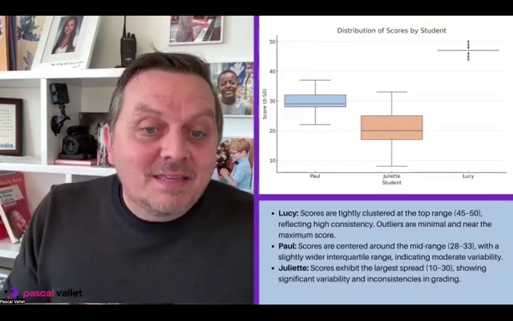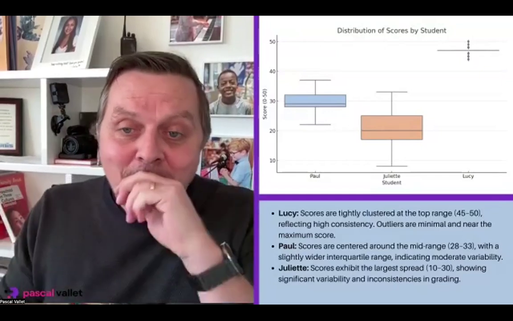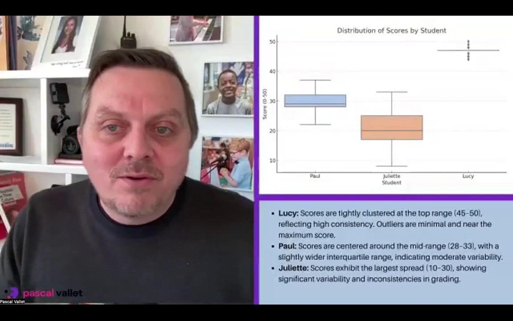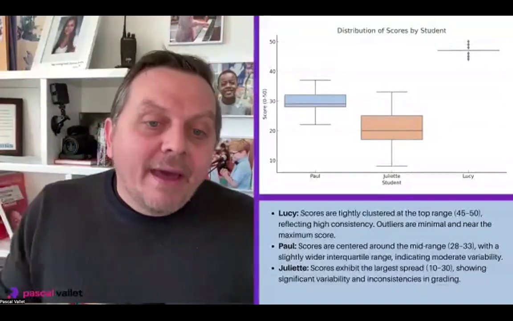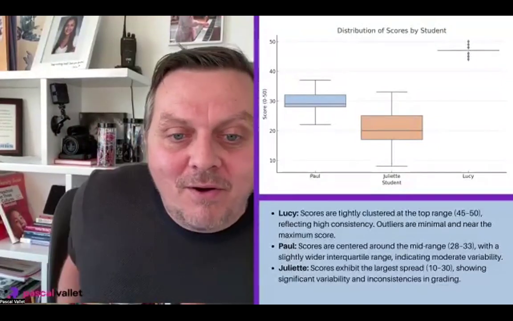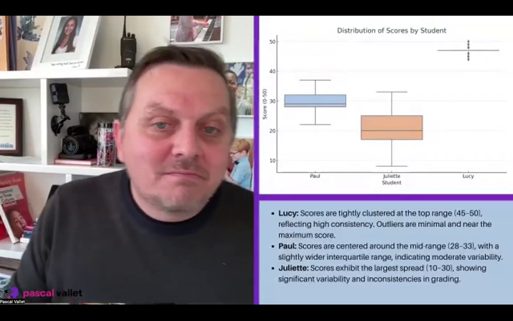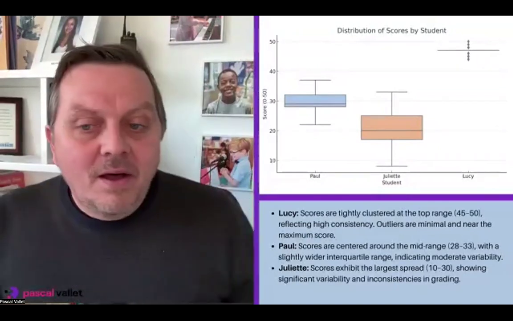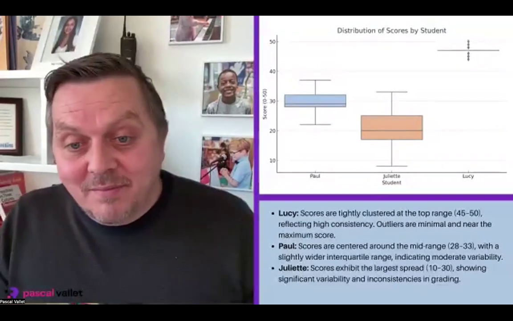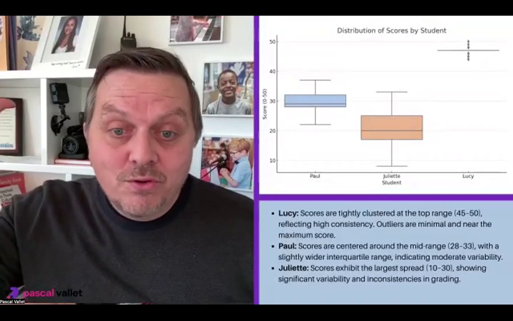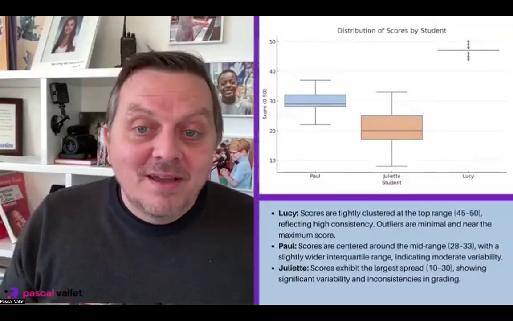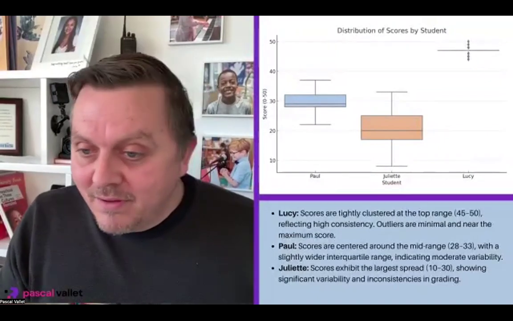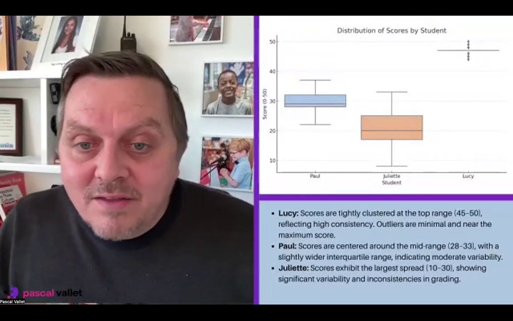But I would say that if you did this survey with human assessors, you would probably get a result very close to what we have with Paul. So AI is not necessarily doing better or worse than a group of teachers assessing students in some ways here. The third one, Juliette, is interesting because the range is huge. It's a very big range, from 10 to 30, and in fact even more.